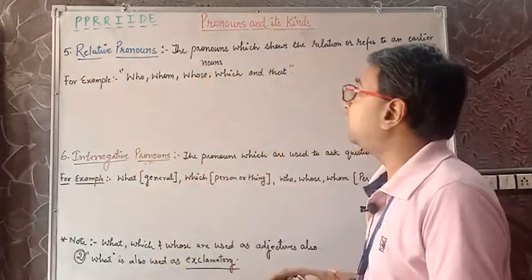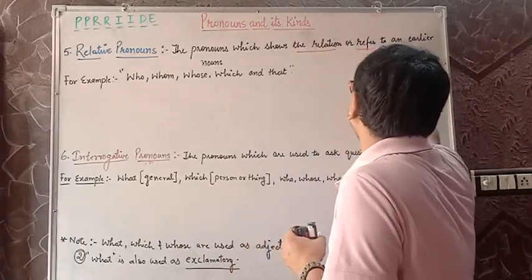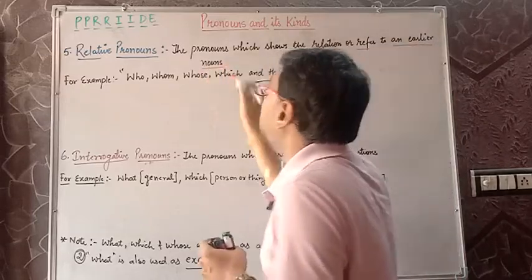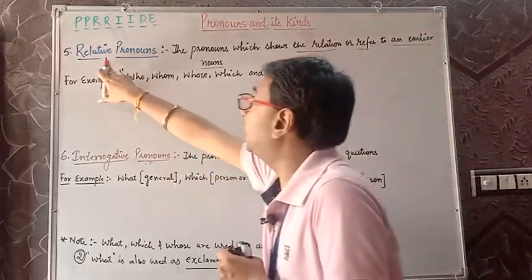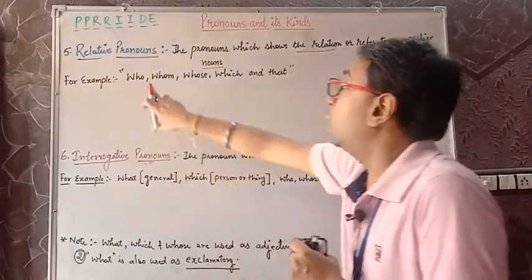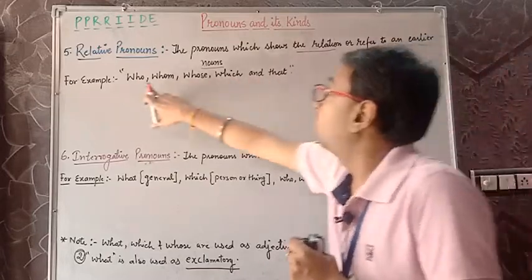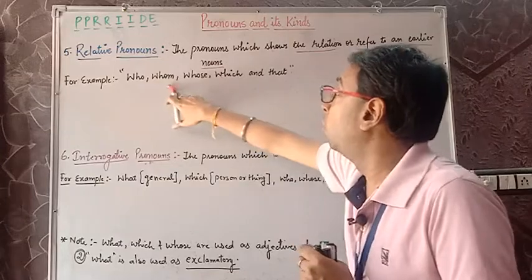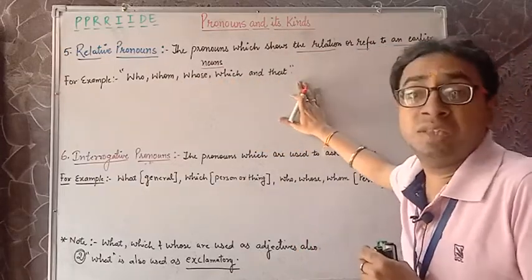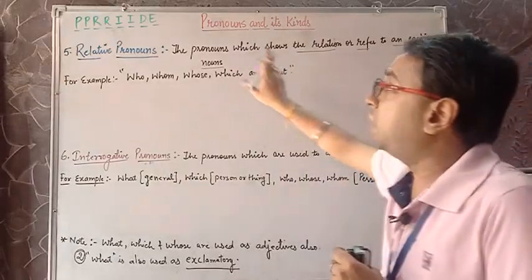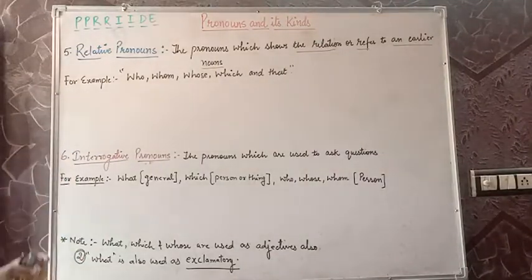Basically, what do you mean by relative pronouns? The pronouns which show the relation or refer to an earlier noun. We'll see what we mean by earlier nouns with the help of an example. For the time being, the relative pronouns that we use are who, whom, whose, which and that. So these 5 pronouns, if you see them in a sentence, definitely they are relative pronouns. Let's see now with the help of a sentence what we mean by that.